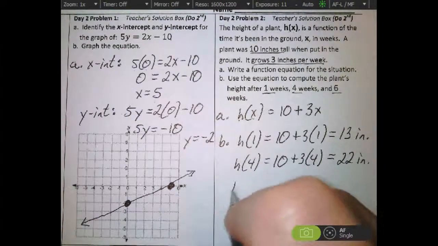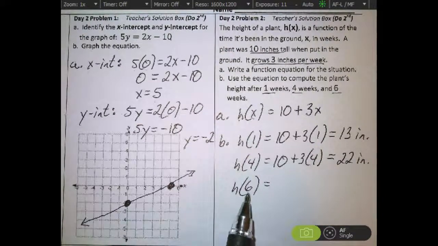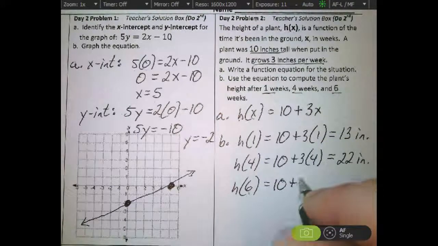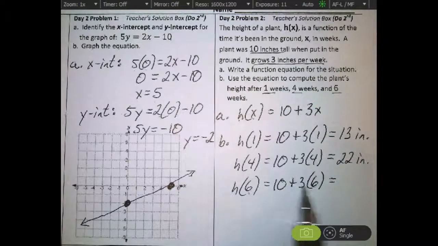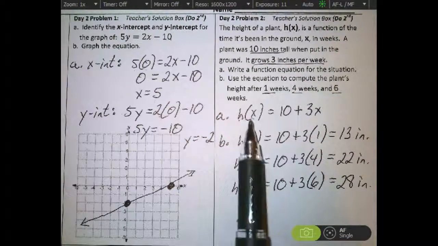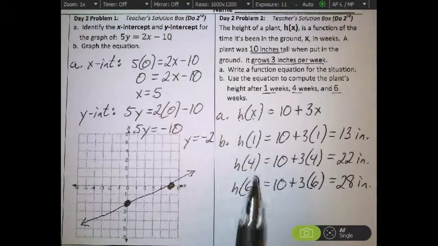And h of 6, the height of the plant when it's been in the ground for 6 weeks, will equal 10 plus 3 times 6. 3 times 6 is 18, add 10 is 28 inches. We were able to use our function equation to find the height of the plant at various points in time.